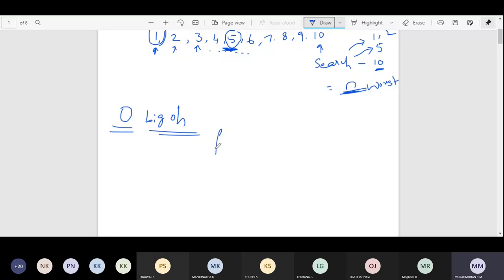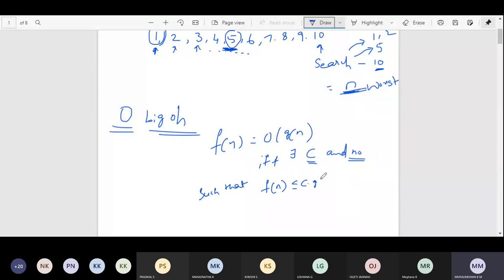We can say that the function f of n is equal to big O of g of n if there exist positive constants c and n naught such that f of n is always less than or equal to c into g of n for all n such that n is greater than or equal to n naught.